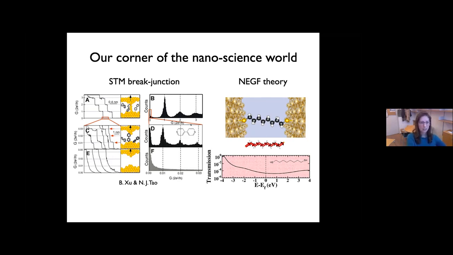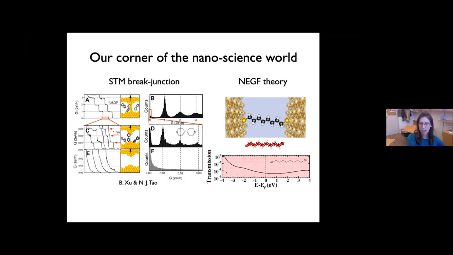So rather than the complexity of this experiment, we typically study molecules in relatively simple geometries in the junction. This cartoon shows a molecule bound to a flat surface, but sometimes we'll also have little pyramids on the surface. With this sort of system, we calculate a few different things.